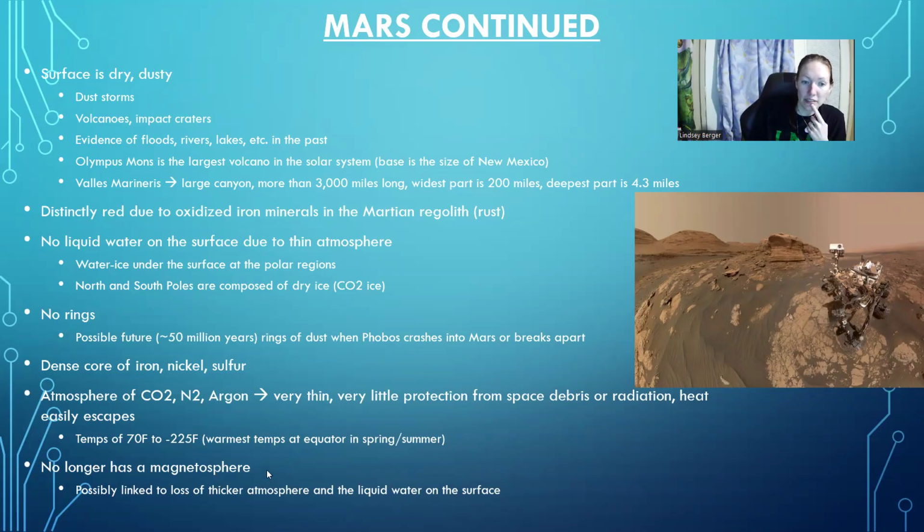Okay. This planet does not have a magnetosphere anymore. We think that the loss of the magnetosphere, which could be tied to something happening with its core, has to do with the fact that the atmosphere thinned out, and when the atmosphere thinned out, well, guess what?